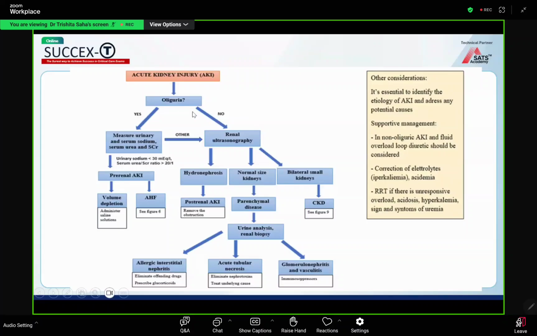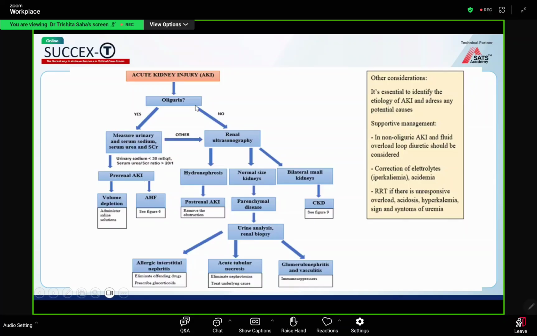This is the type 3 management, this AKI. This can also be made in a chart. If the oliguria is present, yes, then measure the urinary and serum sodium, serum urea, and serum creatinine. If the urinary sodium is less than 30 milliequivalent per liter, or serum urea by serum creatinine ratio is more than 20:1, it is pre-renal AKI. Then there is volume depletion.